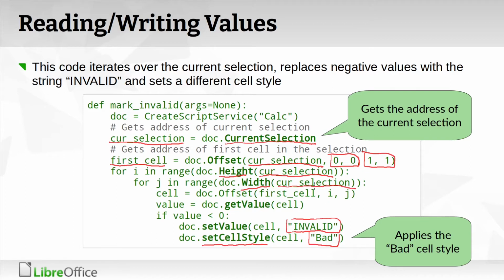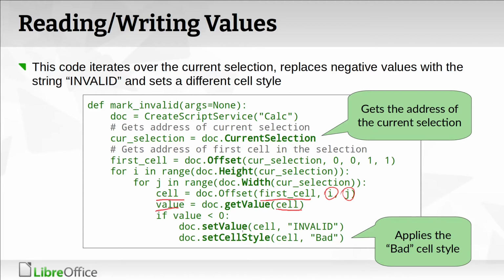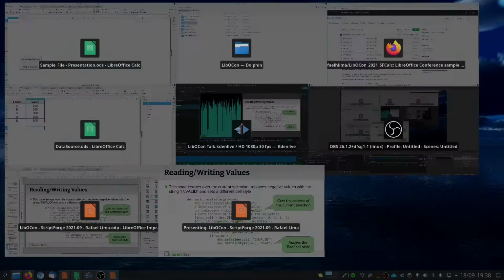And with this information, what I can do is, for each i and j, which are determined by the height and width of the current selection, get the first cell, offset it by i and j, and then get the value of the cell and test. If it is smaller than 0, then I set the value of the cell to invalid and apply the cell style. So let's see this happening in the file.